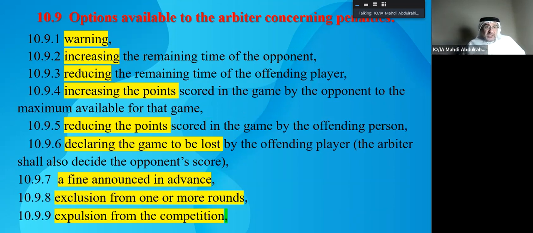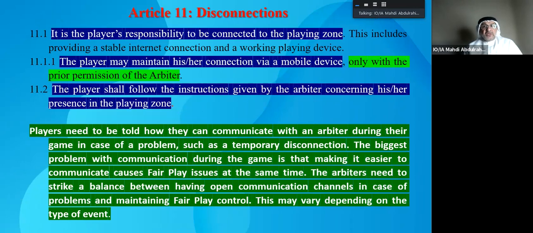What type of penalty can we give to the players? Same as over the board. We have a warning, we have increasing the remaining time of the opponent, we have reducing the remaining time of the offending player, increasing the point score, reducing the point score in the game of the offending person, declaring the game to be lost. Then we have a final announcement, advance exclusion from one or more rounds, and then exclusion from the competition. So these are all the sanctions we can use.